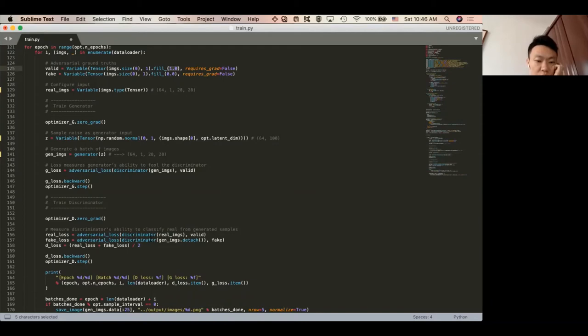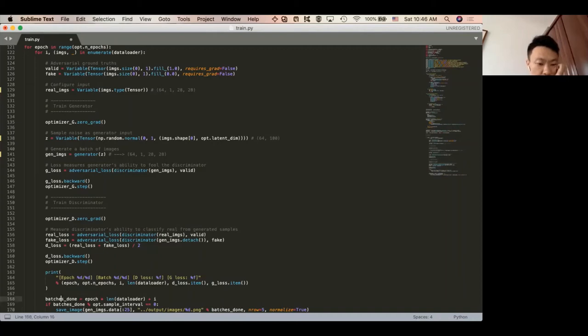And on the other hand, it takes the fake images with the fake labels and tries to minimize the loss function, real loss and fake loss. We sum it up, divide it by two, take the gradient, and update the parameters. That's all. We keep doing this until convergence.